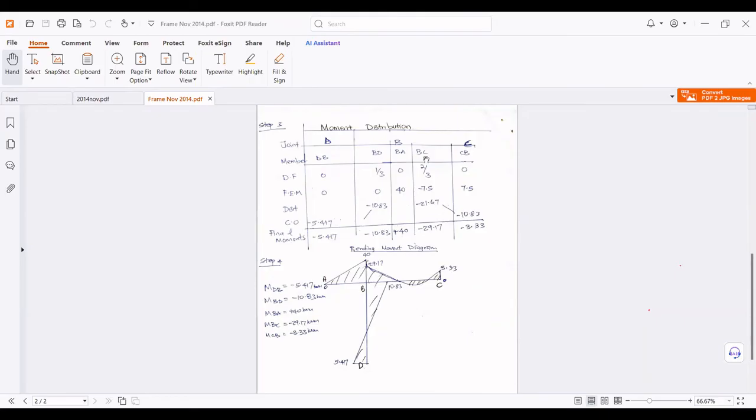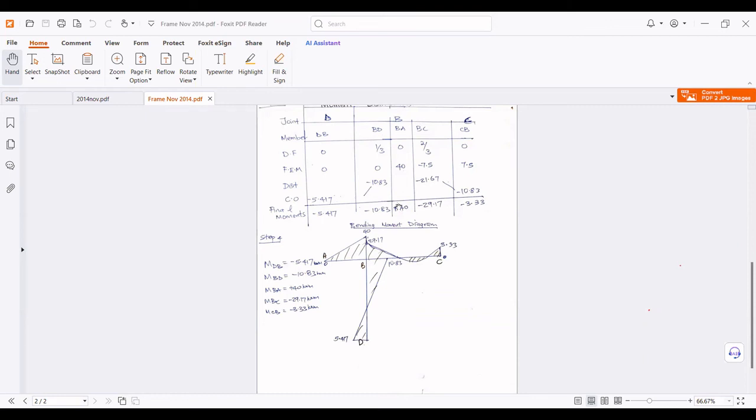Then at C, BC, at joint B now, we have minus 29.17, then at C, we have 3.33. So this is how you do. Now, in the next question, I'm going to do another frame with a similar loading.